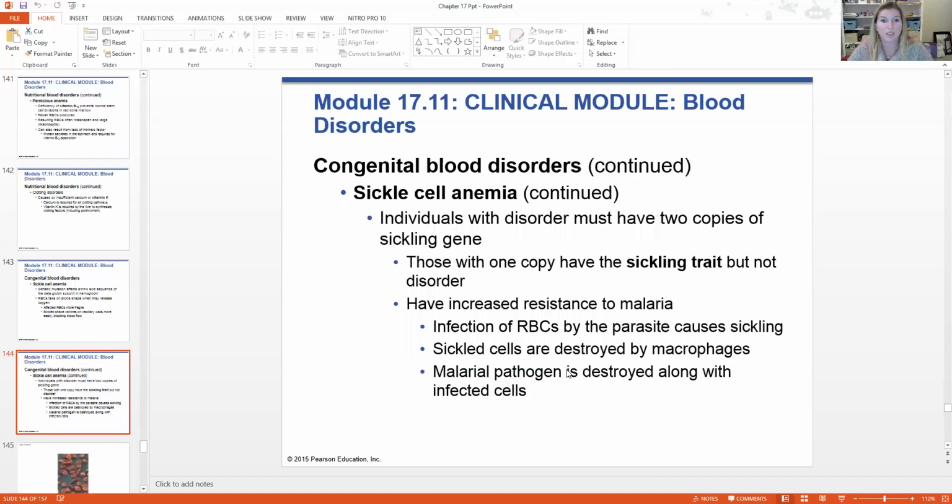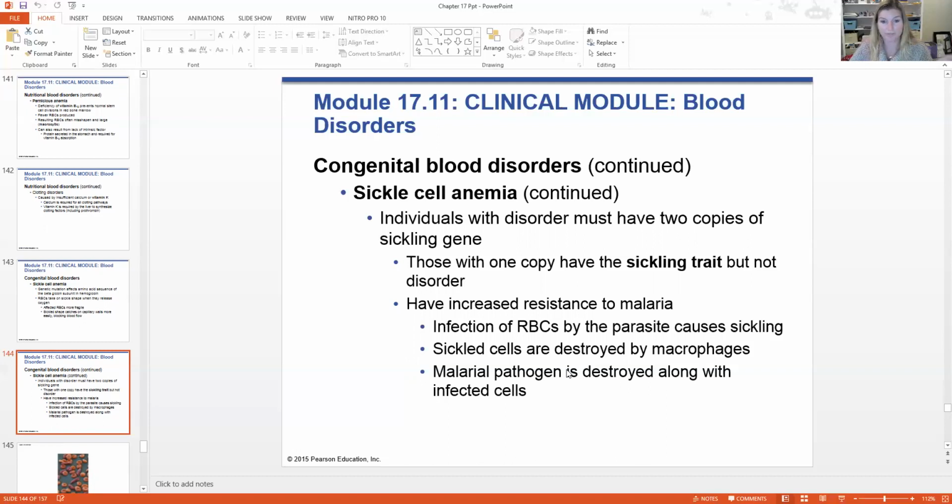Individuals with this disorder have to have two copies of the sickling gene in order to have the disorder. Those with one copy have the trait but not the disorder. Got it? So they're not going to suffer from the ill effects of anemia, but they have the trait.